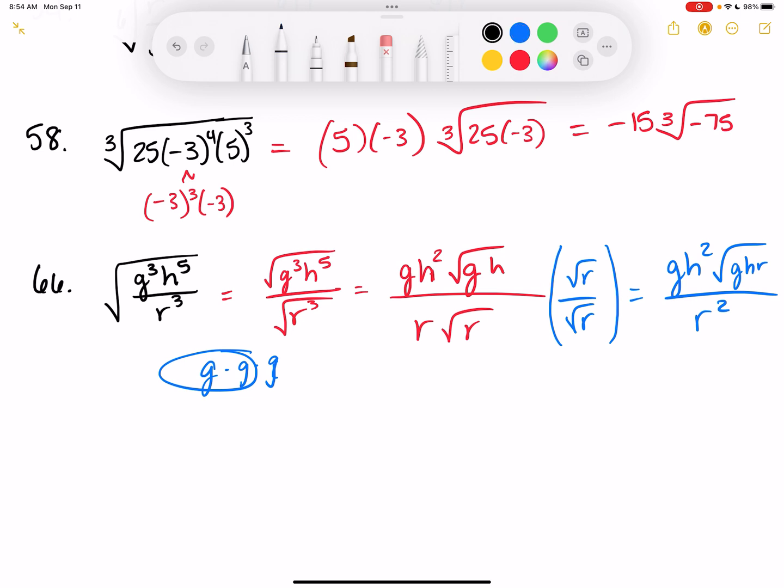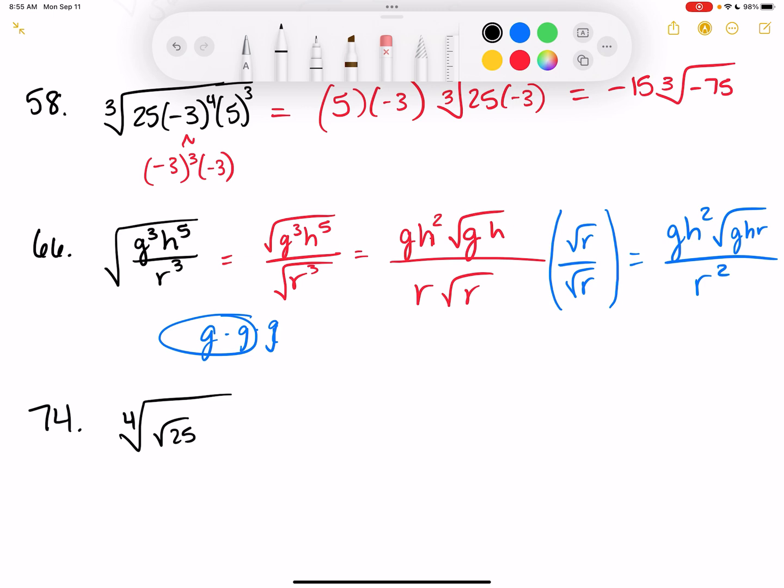All right, one more, and then we'll stop for today because this has been a lot. The fourth root of the square root of 25. Oh, okay. That would just be 5. So start in the innermost part. The square root of 25 is 5. So the fourth root of 5. Can I do anything else? No, so we're done. And an easy one.